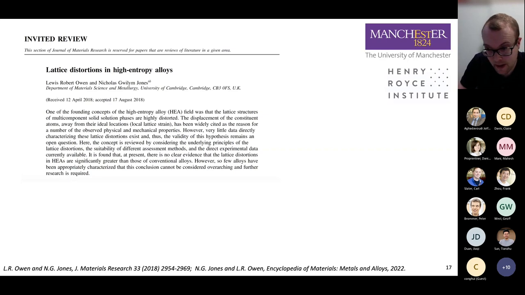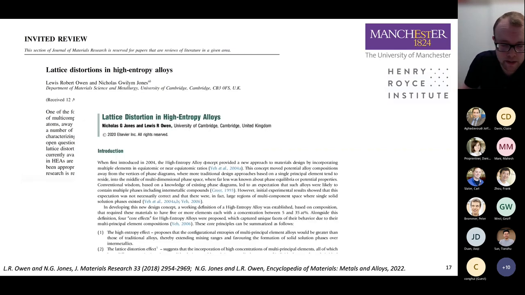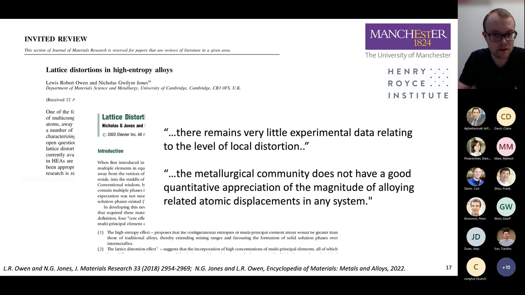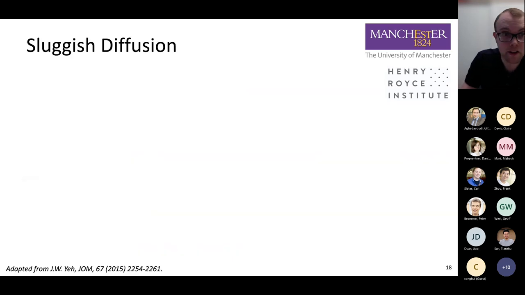Anyway, if you're interested in this, I do recommend these two reviews by Lewis and Nick Jones. Lewis, as I said, is now at the University of Sheffield. And all the references are actually in the list at the end of my presentation here. They say, to quote them, there remains very little experimental data related to the level of local distortion in high entropy alloys, and that the metallurgical community does not have a good quantitative appreciation of the magnitude of alloying related atomic displacements in any system. So actually, there's a lot of work to be done here.